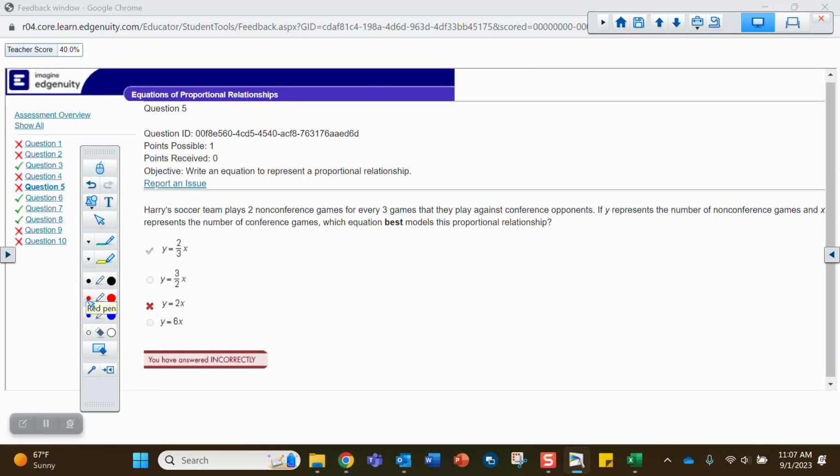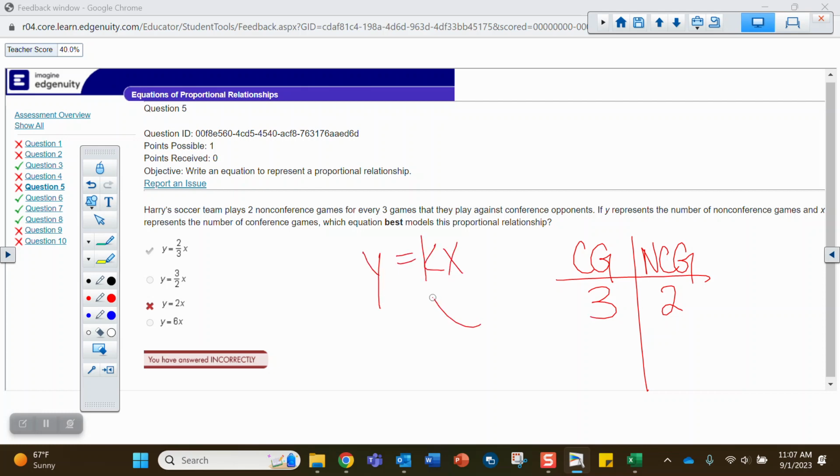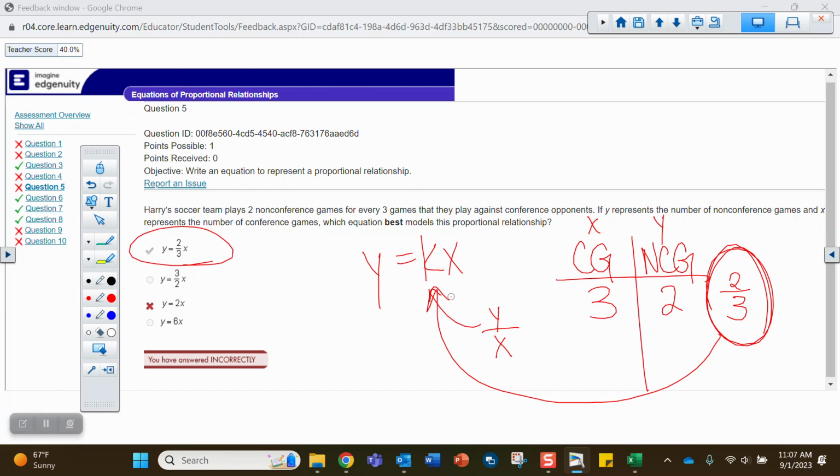Harry's soccer team plays 2 non-conference games for every 3 games that they play against a conference opponent. If y represents the number of non-conference games and x represents the number of conference games, so it was 2 non-conference and 3, which equation best models? So we again are doing y equals kx. K is found by doing y divided by x. In a table, x is first, y is second. So I'm taking 2 over 3, 2/3. That does not reduce. Y equals 2/3 x. This is your constant of proportionality, and we would sub that right back in there for k.